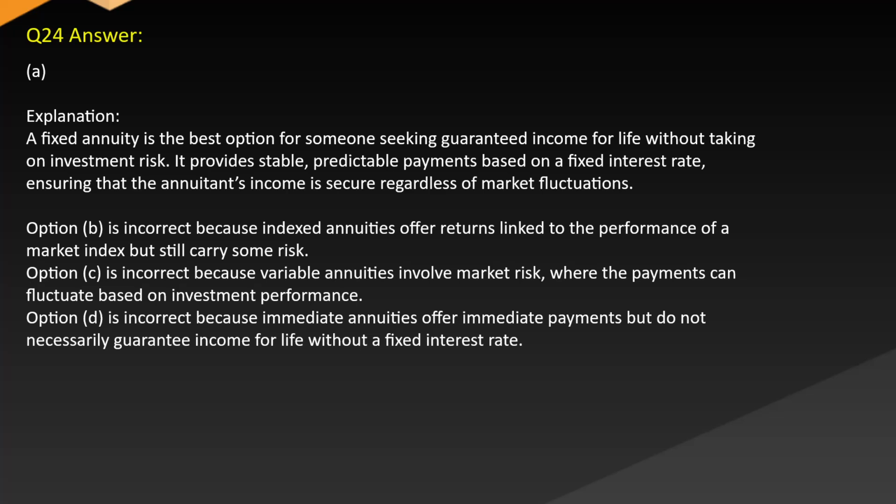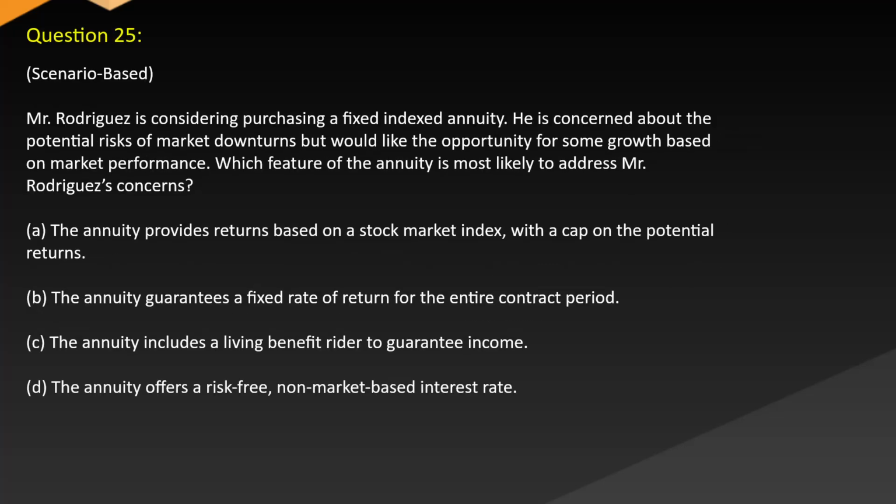Option C is incorrect because variable annuities involve market risk where the payments can fluctuate based on investment performance. Option D is incorrect because immediate annuities offer immediate payments but do not necessarily guarantee income for life without a fixed interest rate.